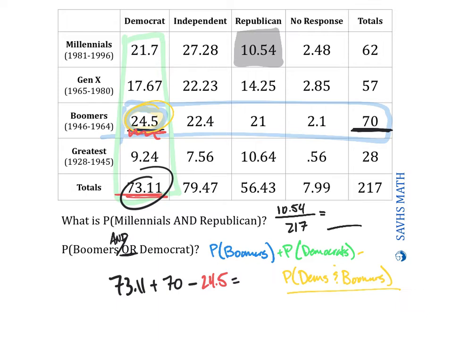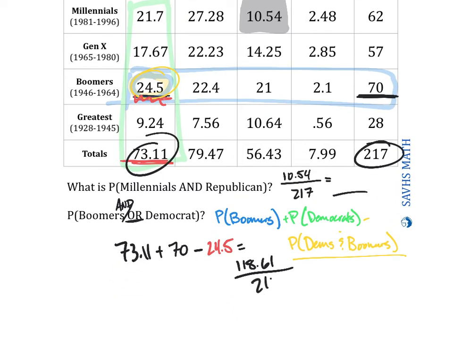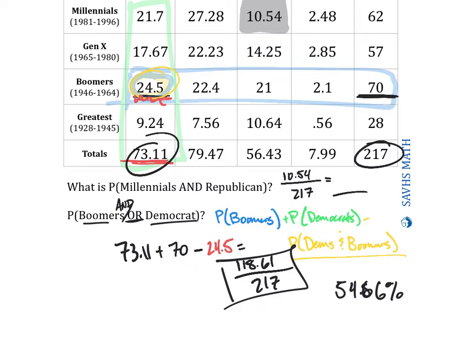Okay, total. This adds to 118.61 out of the total. The total is 217. Okay, so there it is. As a percent, that is 54.66% or so. Those people are either boomers, Democrats, or both.